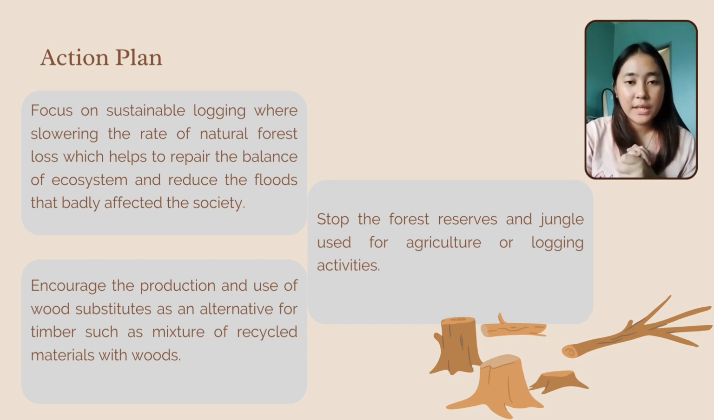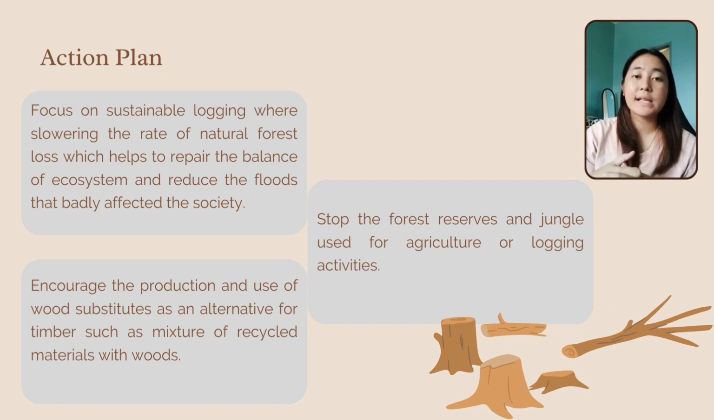Alright, for the action plans of deforestation, it focuses more on sustainable logging that slows the loss of natural forests, restores ecology and mitigates flooding, which has a devastating impact on society. Besides, it also encourages production to use wood substitutes as an alternative for timber, such as a mixture of recycled materials with wood. Last but not least, the action plan is to stop the reserve jungle and forest from being used for agriculture and logging activities.